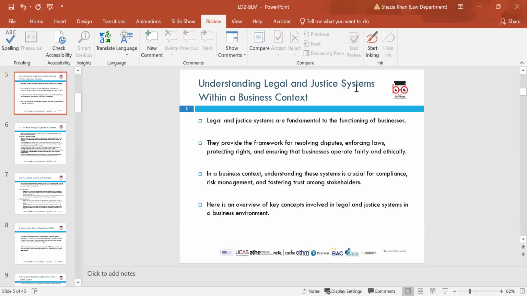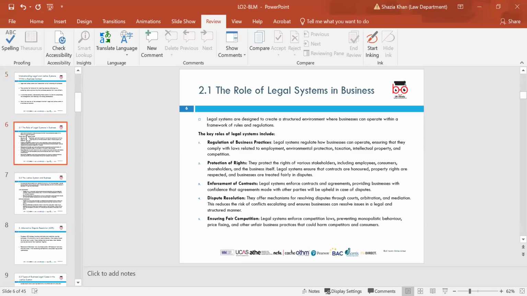So we're going to look at understanding legal and justice systems within a business context. Legal and justice systems are a fundamental function of every business, to be honest. They provide a framework for what businesses can do, and businesses must follow that. They must focus on the legislation in place, and it's crucial that they comply with the laws that are in place. We're going to be looking at key concepts in the legal and justice system as we go along in this learning outcome.